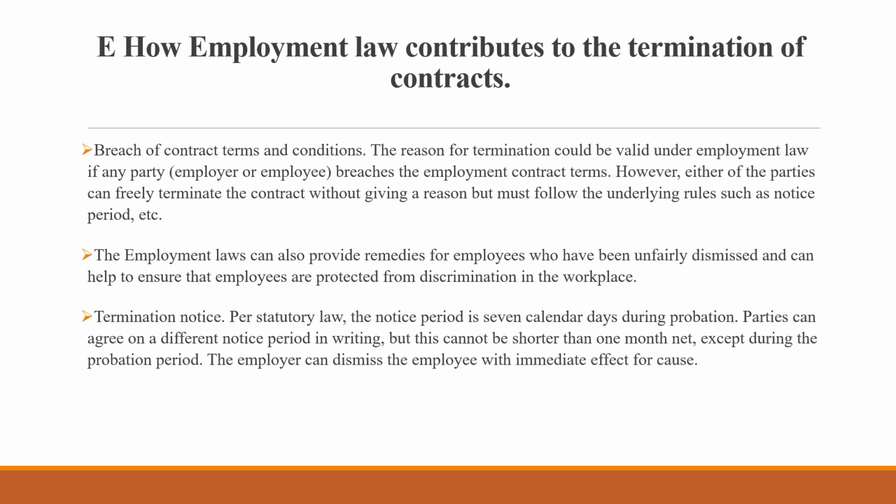The employment laws can also provide remedies for employees who have been unfairly dismissed and can help to ensure that employees are protected from discrimination in the workplace. Termination notice. Per statutory law, the notice period is 7 calendar days during probation. Parties can agree on a different notice period in writing, but this cannot be shorter than 1 month in length, except during the probation period. The employer can dismiss the employee with immediate effect for cause.